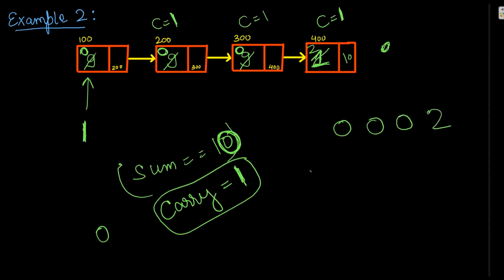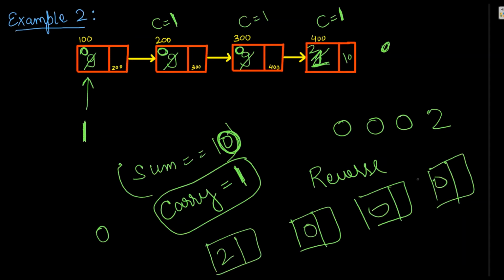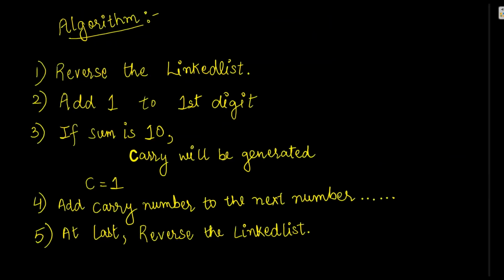Now at last we will be reversing the linked list. At last we'll get 2000 in the form of a linked list. So first 2, 0, 0, 0. So in this way we can add 1 to any number. So here we have the algorithm.